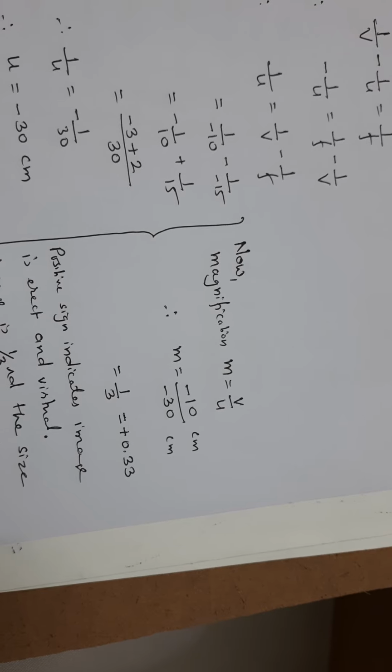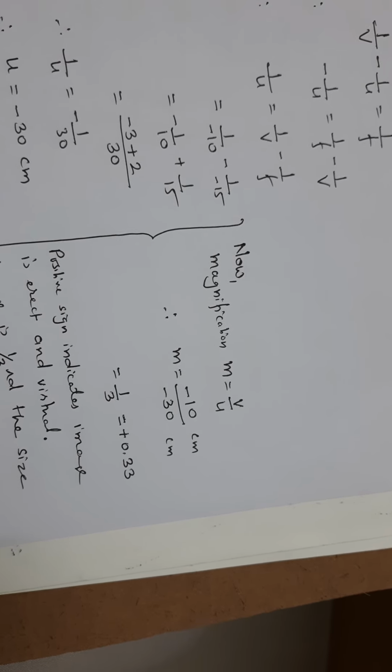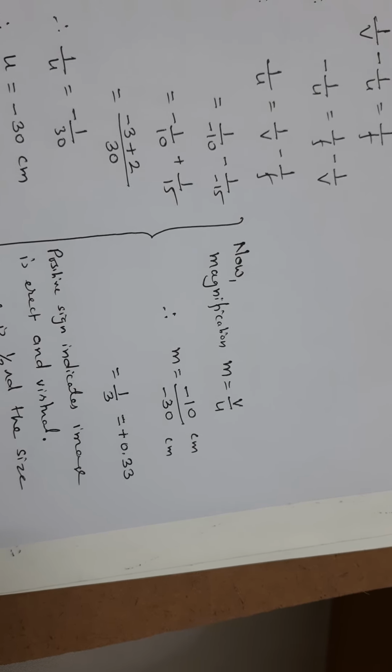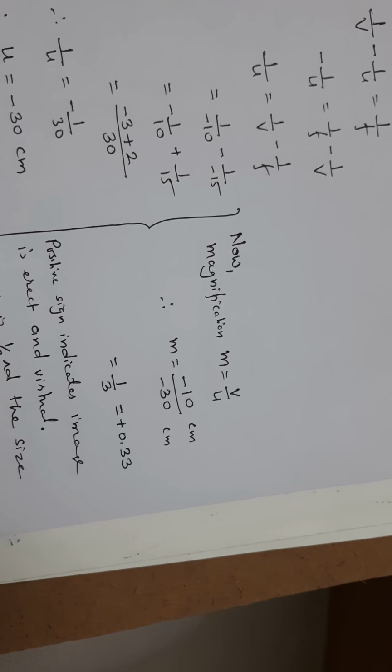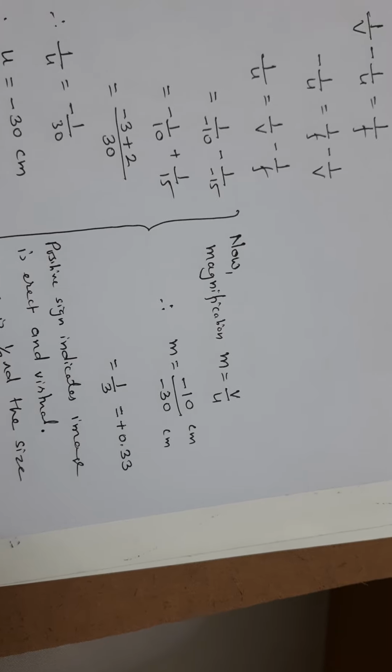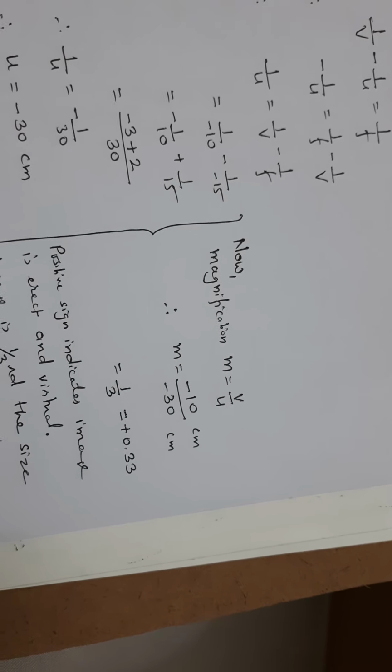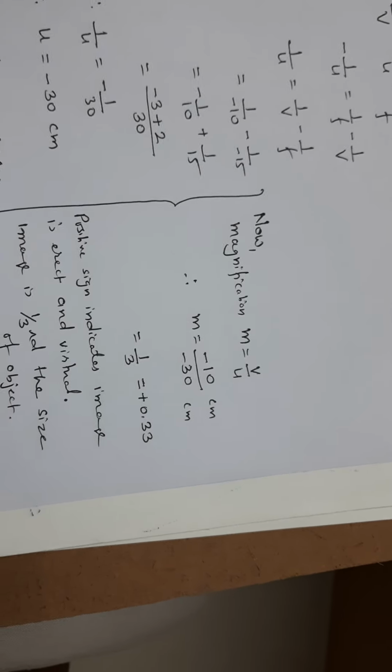In a concave lens, whatever image is formed is smaller. So the positive sign indicates the image is erect and virtual. The image is 1/3 the size of the object. Do remember and do try to do the sums which are given.